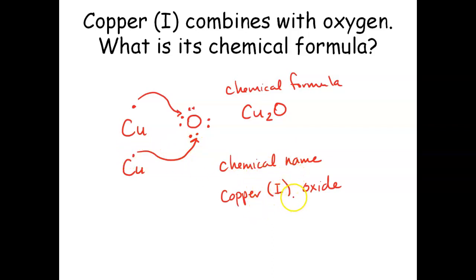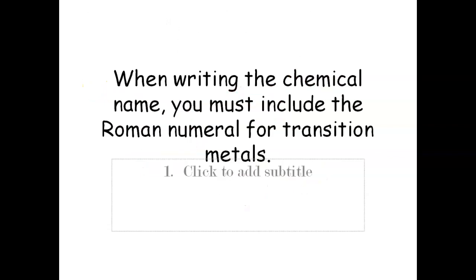Do not write 2 here to identify that you have 2 coppers. That's done in the chemical formula. So now let's take a look at the other way around. Before I do that, when you are writing the chemical names, just remember you must include the Roman numerals, and they describe the number of valence electrons.